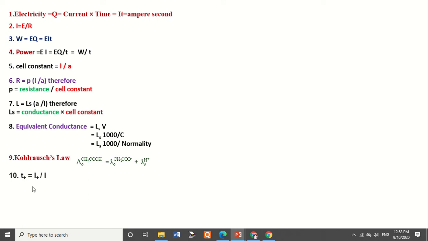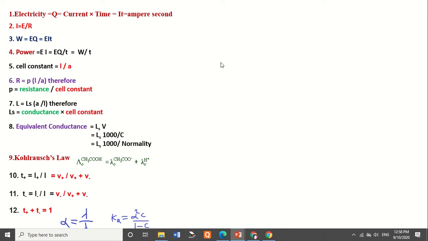Then the transport number of the cation equals current carried by the cation to that of total current, that is velocity of the cation to that of total velocity. Similarly, transport number of the anion equals current carried by the anion to that of total current, equal to velocity of the anion upon total velocity. Then transport number of the cation plus transport number of the anion equals 1. We know that degree of dissociation alpha equals lambda upon lambda 0, and dissociation constant for weak acid or weak base K equals alpha square C upon 1 minus alpha.